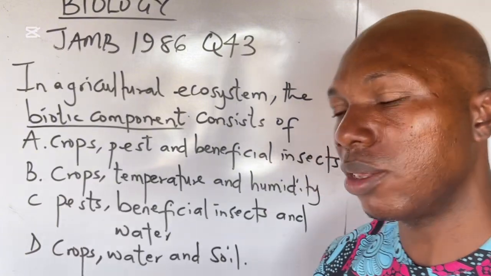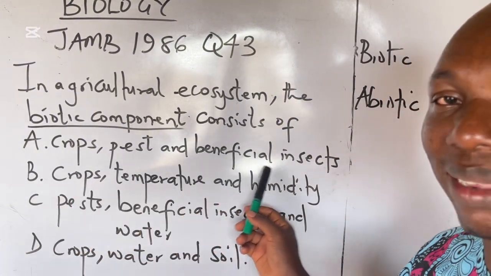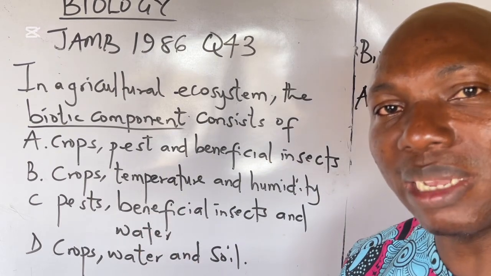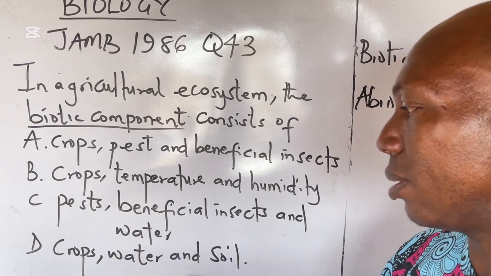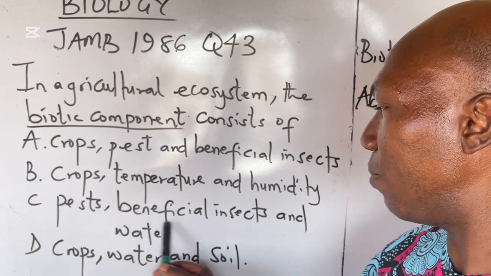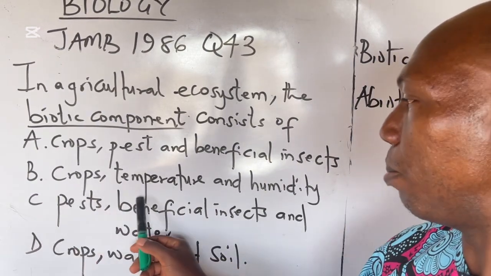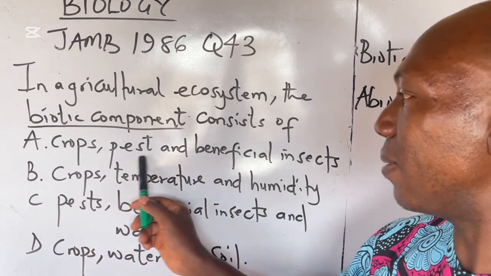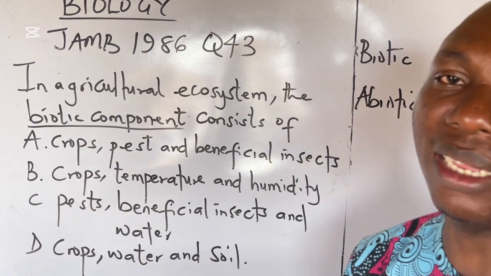So when we examine this question, the only option here, crops, pests, and beneficial insects, is the only biotic component in this ecosystem, while the others, crops, water, and soil: water is not biotic. Pests, beneficial insects, and water: water is not. And we have crops, temperature, and humidity: temperature and humidity are not. Crops, pests, and beneficial insects are the only biotic components in the ecosystem.